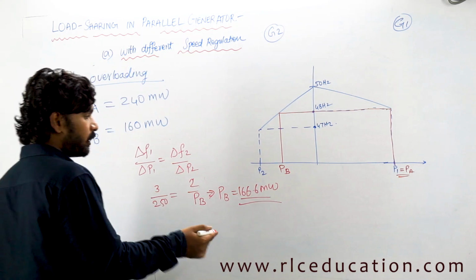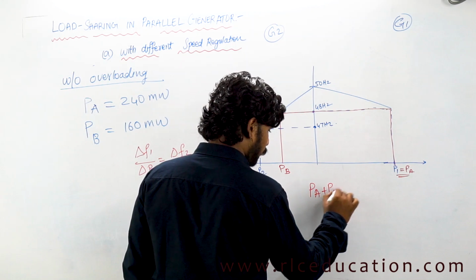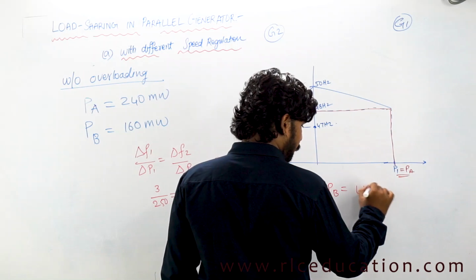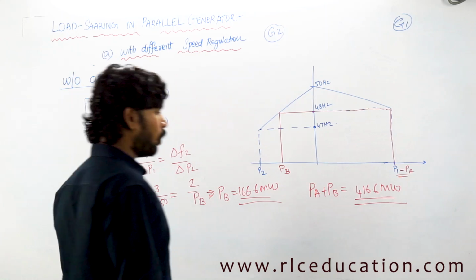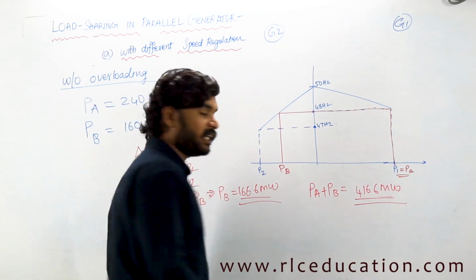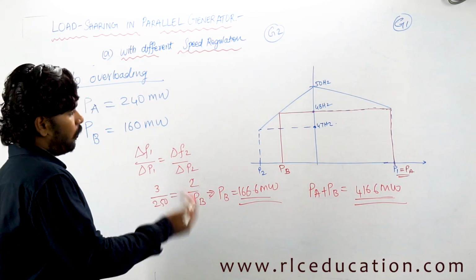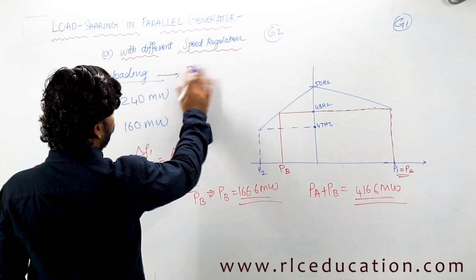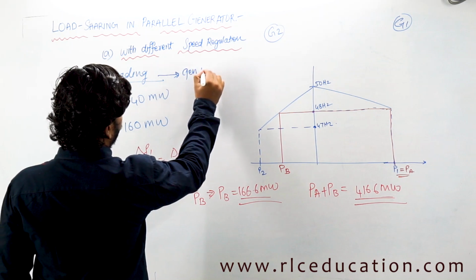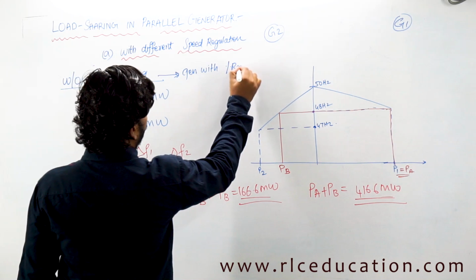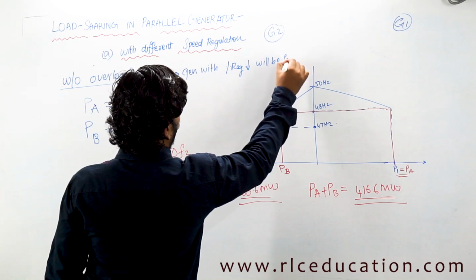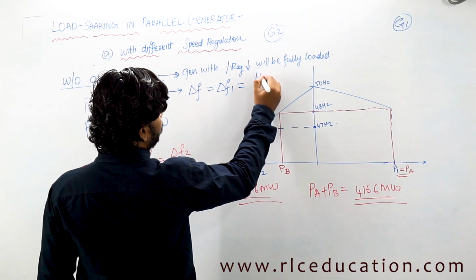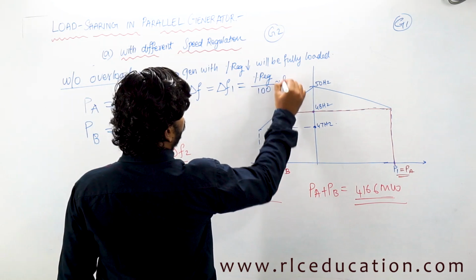That means the maximum load that can be supplied by both generators, PA plus PB, would be equal to how much? PA is 250 and PB is 166.6, so 416.6 megawatts. So this particular parallel combination can take a load of 416.6 megawatts without overloading themselves. Important points to be noted here: without overloading means the generator with the least regulation constant will be loaded at full load. The generator with less percentage regulation will be fully loaded. Change in frequency would be equal to the change in frequency in case of the first generator, which is nothing but the percentage regulation of the first generator by 100 into the system no load frequency.